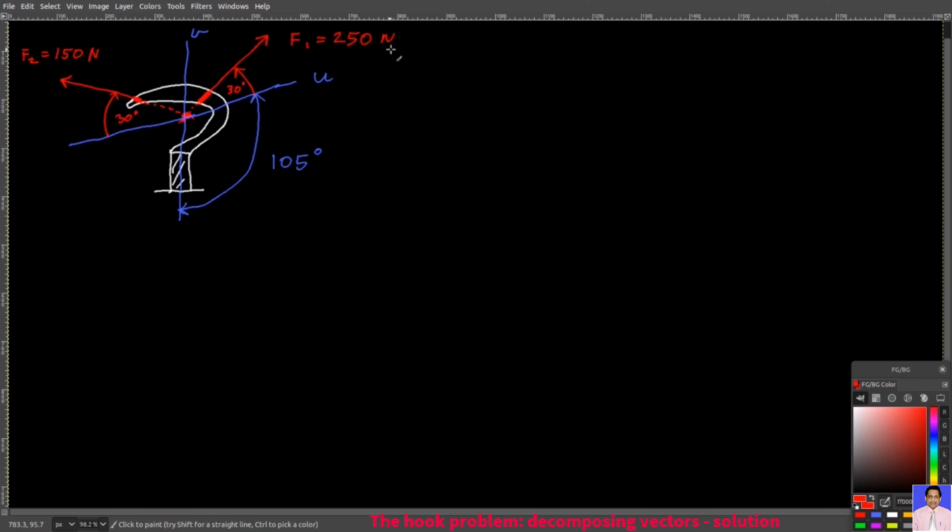Let's now solve this problem. Let's now decompose these two force vectors along the U and V axis. Let's start with F1. In order to decompose this force vector along these two axes, it's good to think of this F1 vector as a resultant vector.